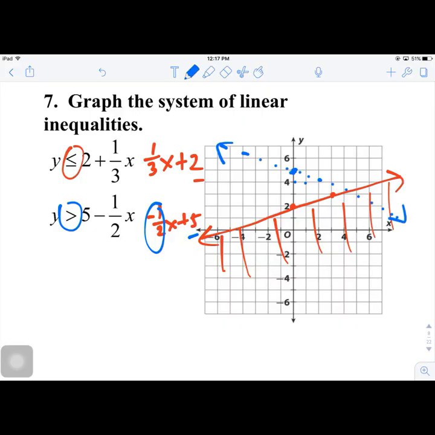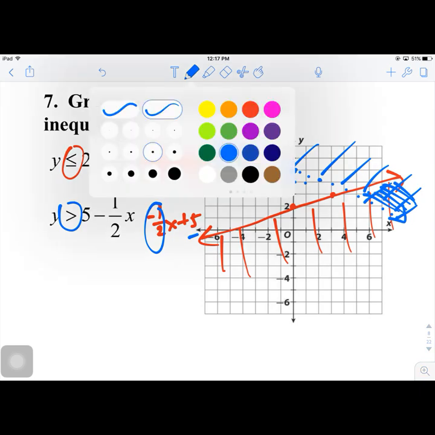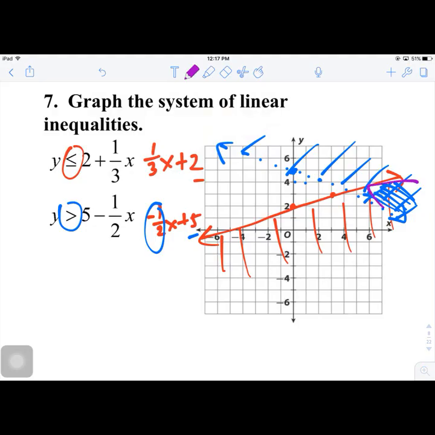And greater than means it's going to be above. So where they overlap is going to be actually in this little area right here. So the solution is right here in this corner. So that's the overlapping.